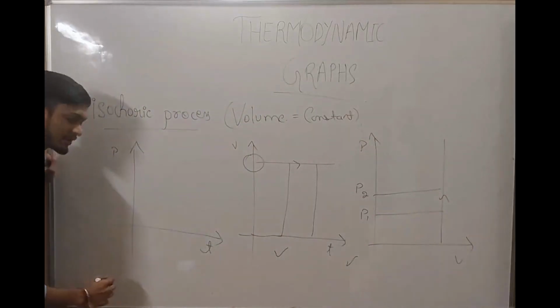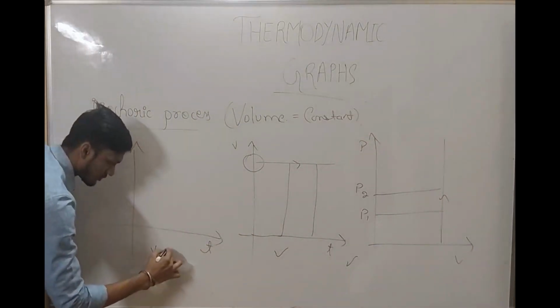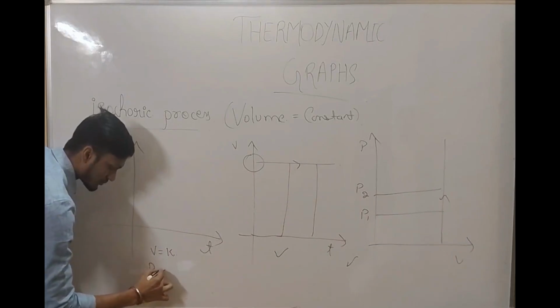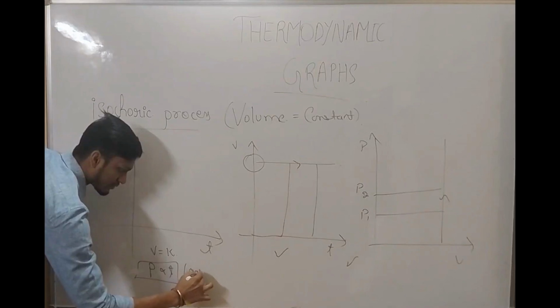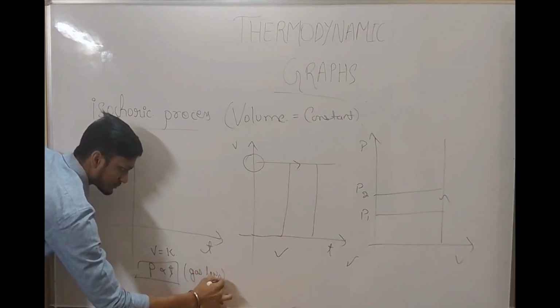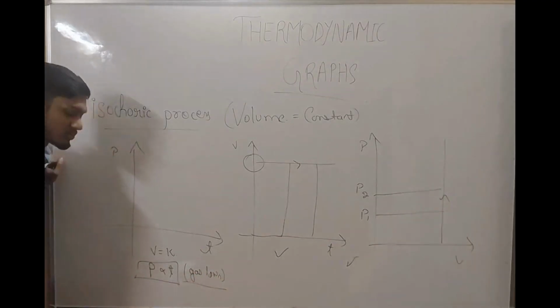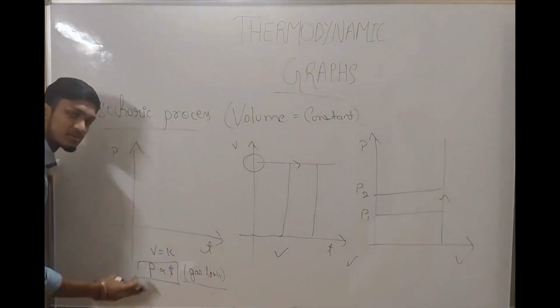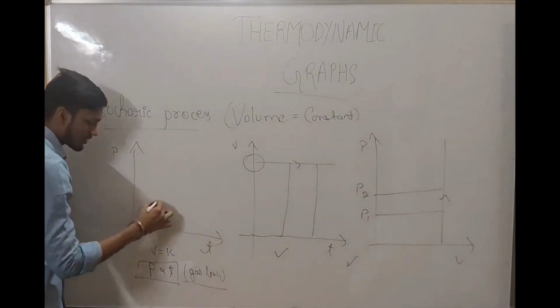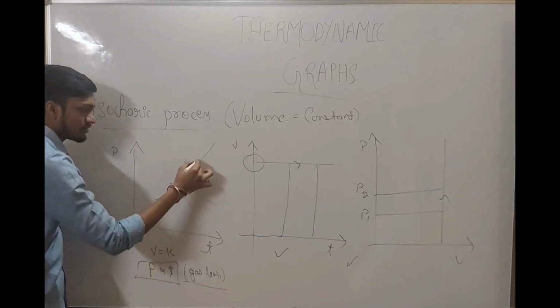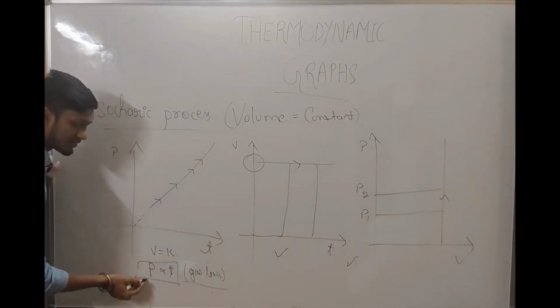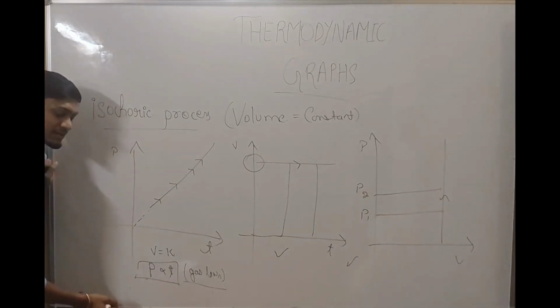Let's talk about the PT graph. If volume is constant, we know that pressure is directly proportional to temperature by gas laws. By the equation of gas laws, we know that the pressure is directly proportional to temperature. So definitely, if the temperature is increasing, the pressure is also increasing, but they are varying linearly.